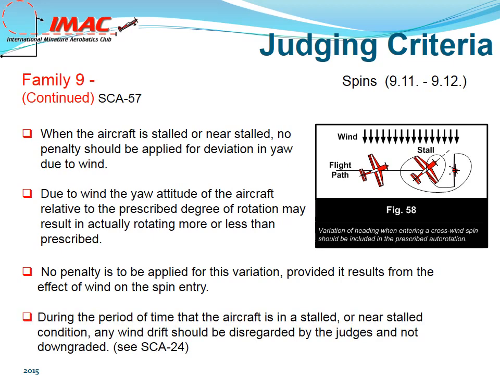During the period of time that the aircraft is in a stalled or near stalled condition, any wind drift should be disregarded by the judges and not downgraded. This is under Basic Components of Aerobatics on page 24 of the rulebook.